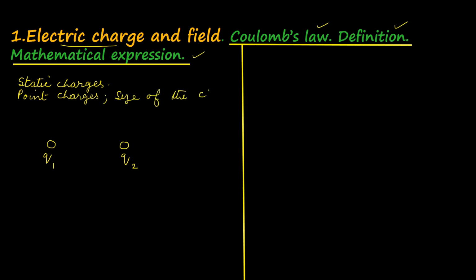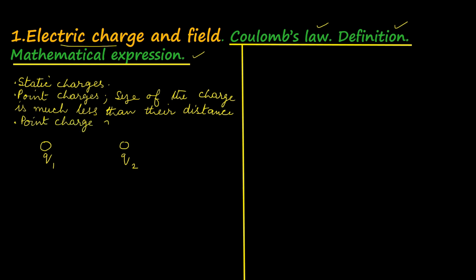The charges are point charges. If the size of the charges is much less than the distance between them, then such charges are called point charges. Point charge does not mean they are single charges. Each point charge may contain several charges.